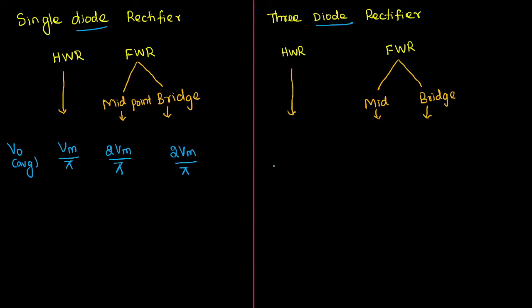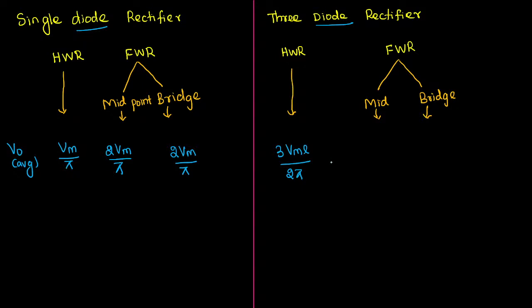Suppose you consider three phase. Here you will come up with 3 times the maximum line voltage, divided by 2 pi. So this is the V naught average for a three phase rectifier, but the construction is diode. Don't forget, that is very important.